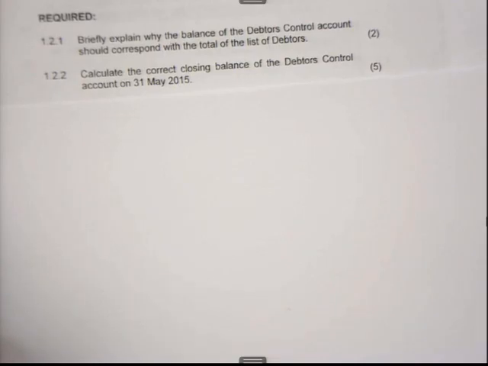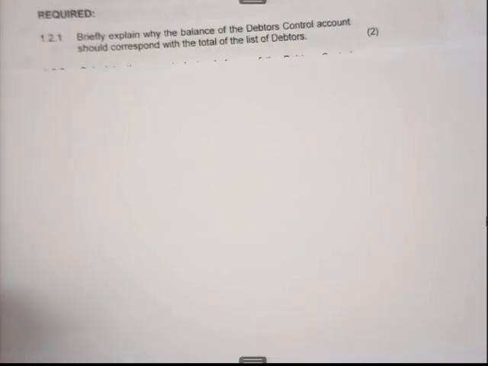They say 1.2.1, briefly explain why the balance of the debtors control account should correspond with the total of the list of debtors. You say why they should correspond. Okay.